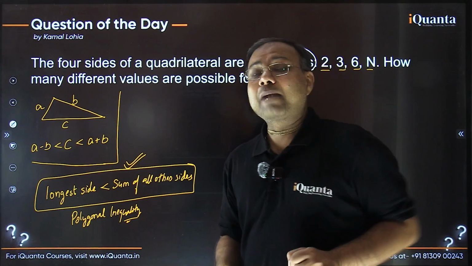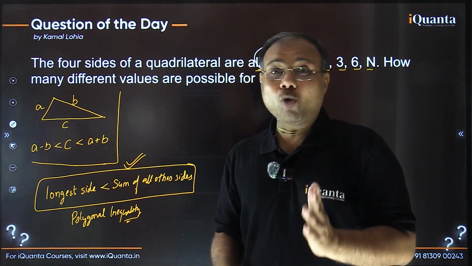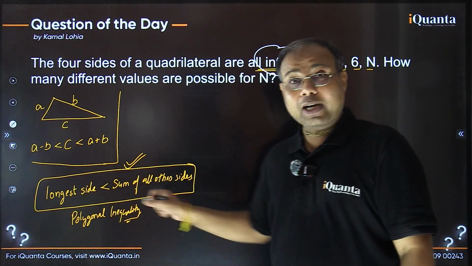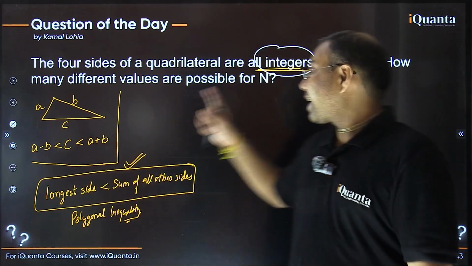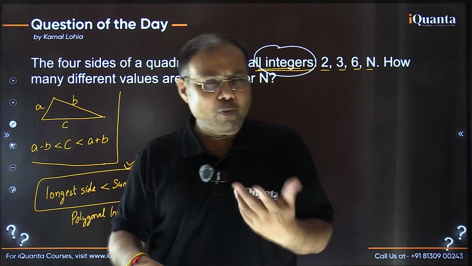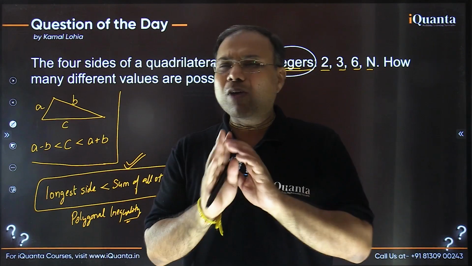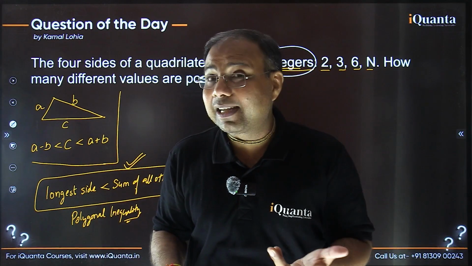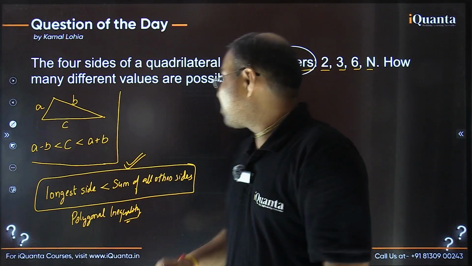Now two conditions can be there. Either n is the longest side. Remember this condition now, right? I'm looking for what is the longest side. Either n is the longest side, n could be the longest one, or n is not the longest side. Can there be anything else? Certainly not. Okay, let's make both the cases.